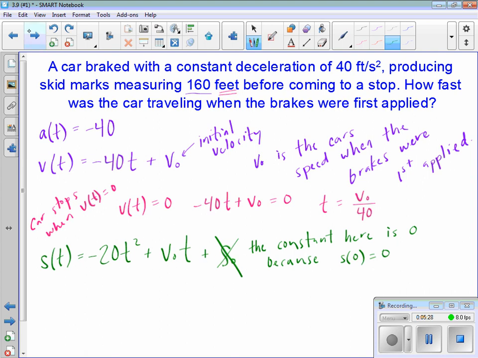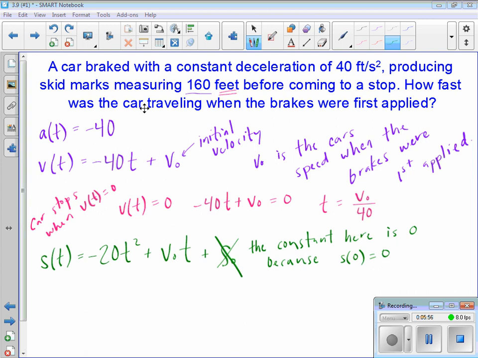Now, I'm going to give you guys a minute to think about what we can plug in to try to actually solve this from what we have. Remember, we have this piece here. We're going to use that. And we have this 160. This is how long it takes for the car to stop, right? How far has the car traveled when it stops? 160 feet. So our position is 160 when our time is this, right?